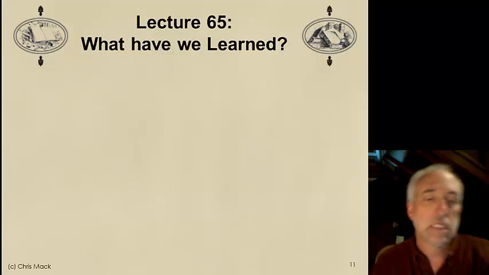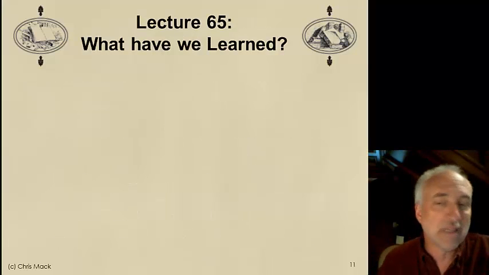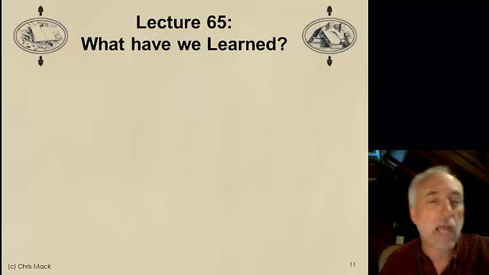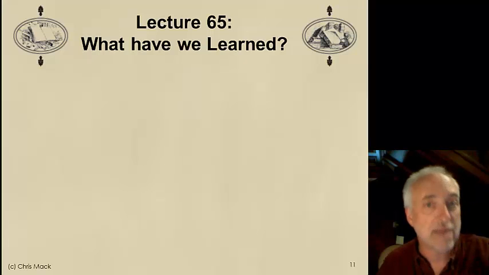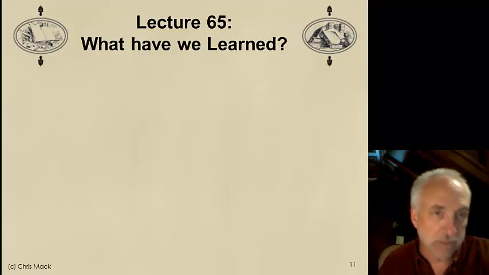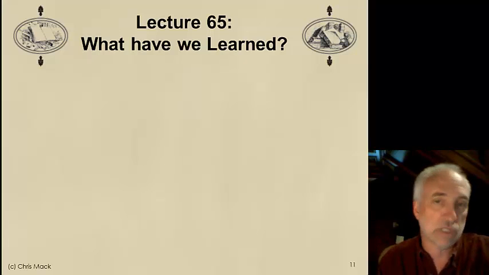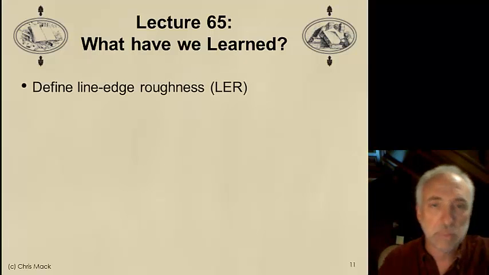All right. There are still more interesting things to discuss when it comes to line edge roughness, but we've looked at one important aspect of the randomness that is inherent in the printing of very, very small things, and that is shot noise. Let's look at what we've learned in Lecture 65. As always, you should be able to easily and quickly answer these questions. If not, please go back and review the material.